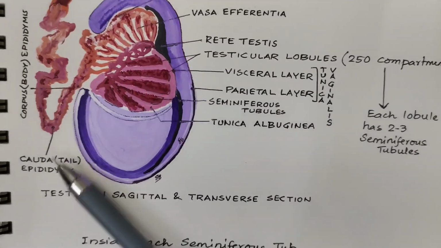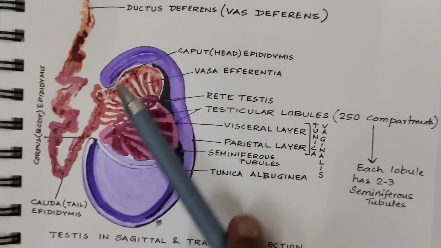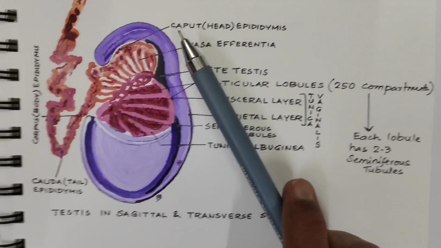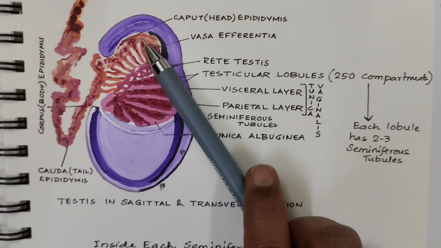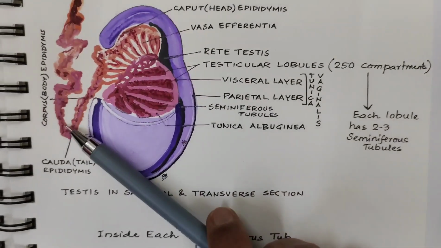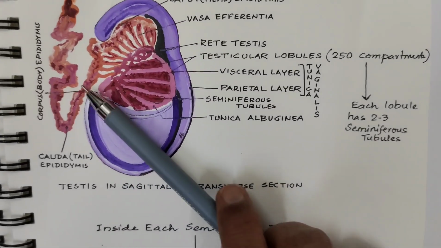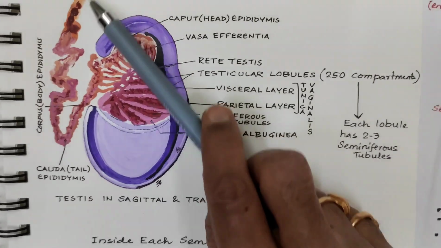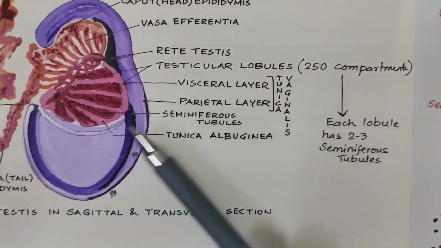Cauda epididymis, corpus epididymis, and caput epididymis. Caput means head. This is the head part, this is the tail part, and this is the middle part. From there goes the vas deferens, or the sperm duct.